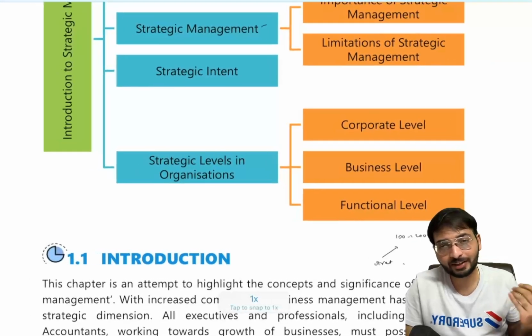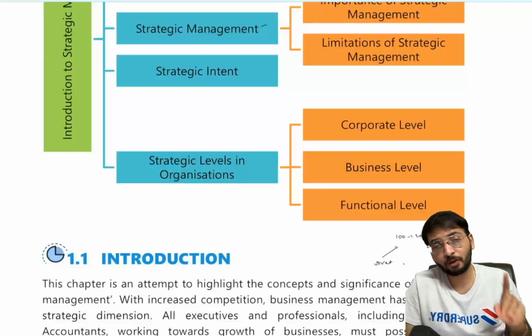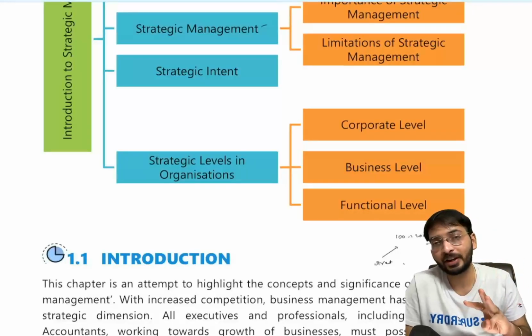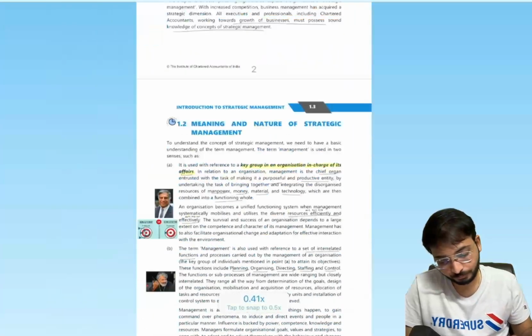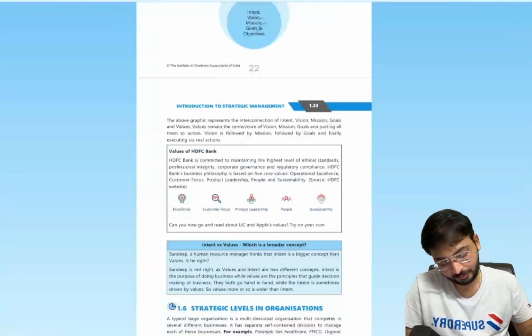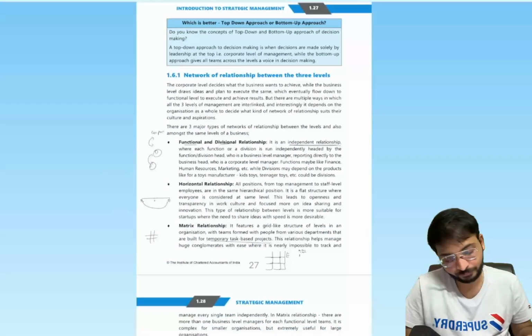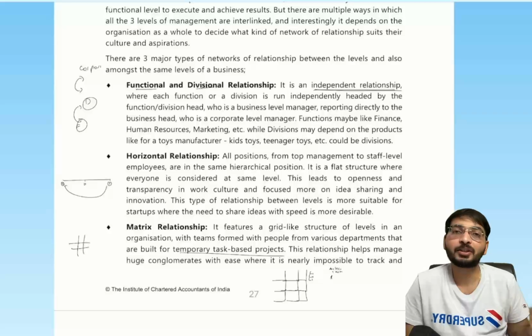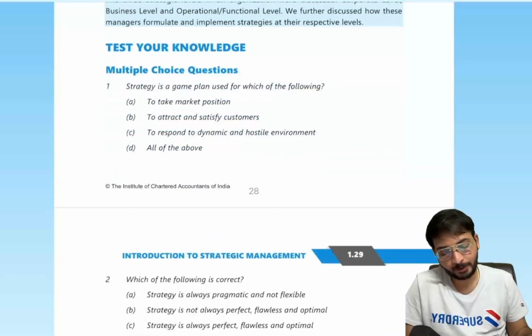Next, we started levels in the organization. We have corporate level, business level, and functional level. What is the relationship? We have three types of relationship: functional and divisional, the second one is called horizontal, and the last one is called matrix.